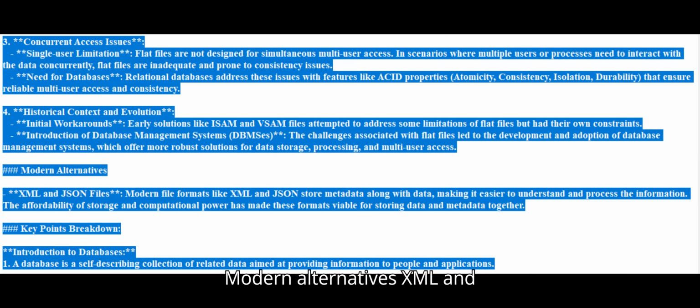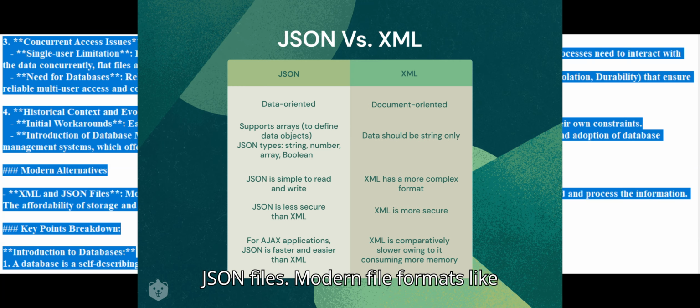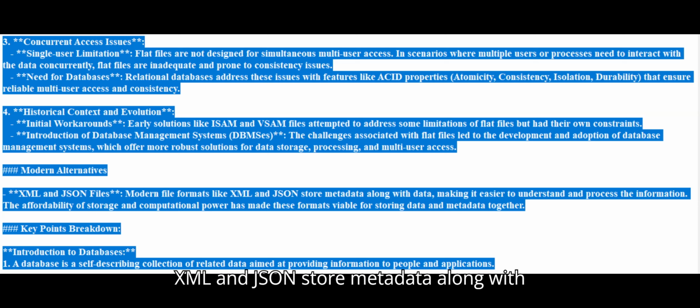Modern alternatives. XML and JSON files. Modern file formats like XML and JSON store metadata along with data, making it easier to understand and process the information. The affordability of storage and computational power has made these formats viable for storing data and metadata together.